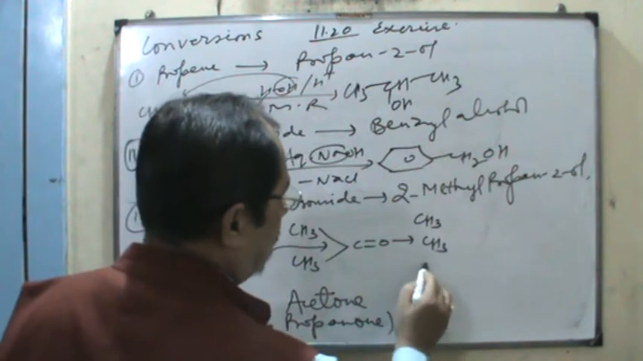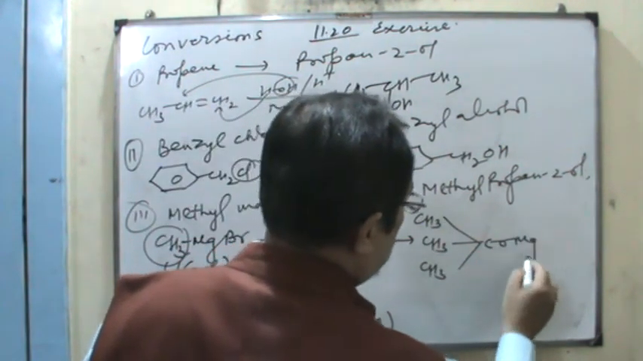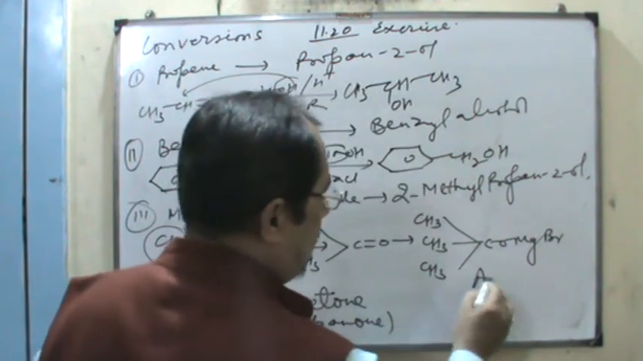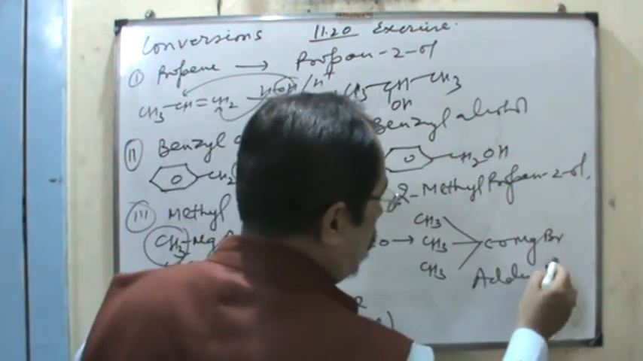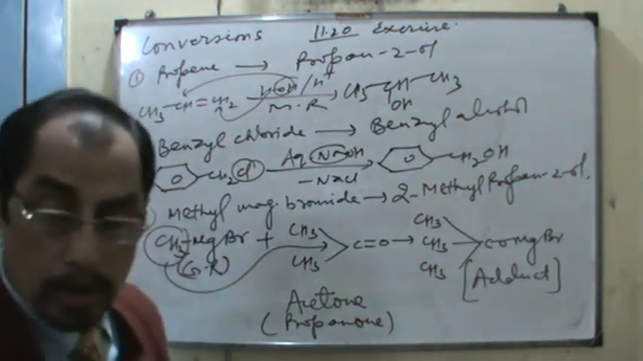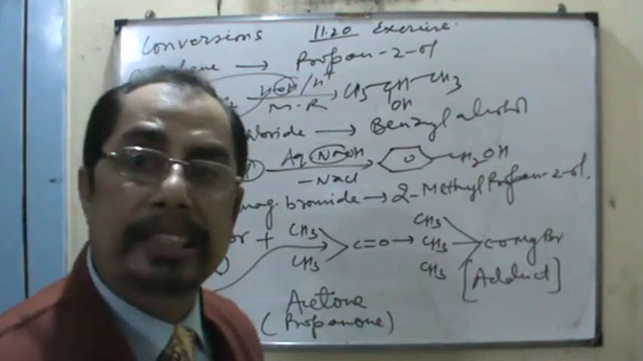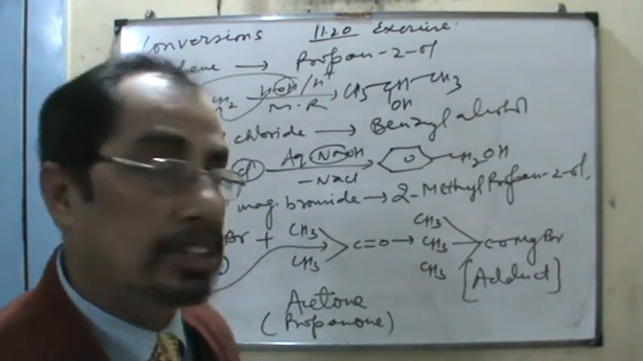CH3, CH3, CH3, CO, MgBr. Tell me what is the name of this? No nomenclature. It is called an adduct. What do you do now? Before the product is formed, the adduct must be followed by hydrolysis.